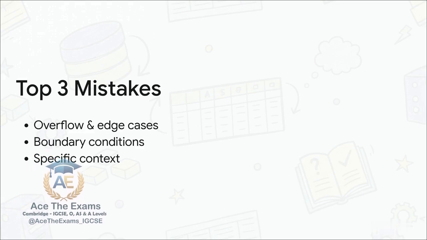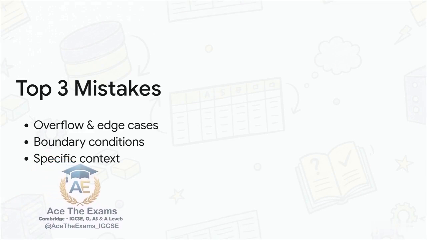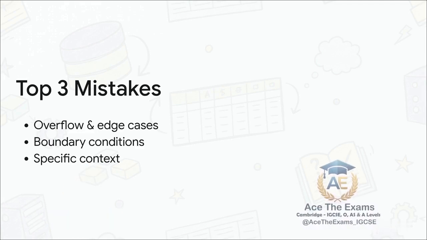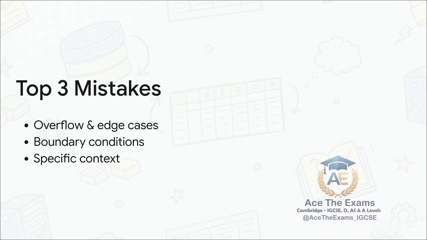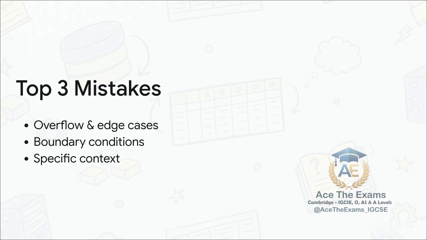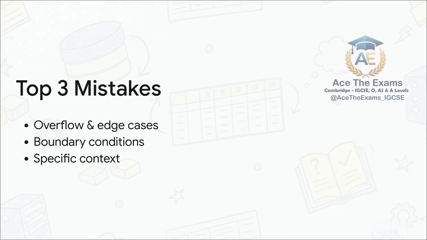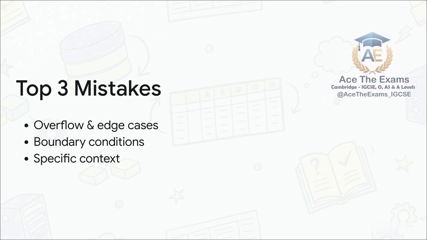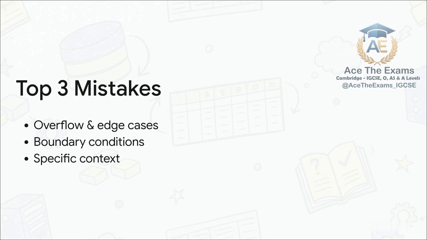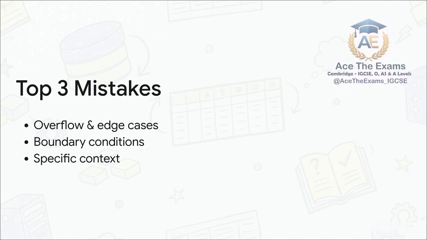Number 1, forgetting to check overflow and edge cases when defining your data types. Number 2, forgetting to check boundary conditions. And number 3, this is the big one, giving answers that are not specific to the given context. If a question is specifically asking you about a hospital patient database, giving a generic textbook answer about a library system is going to lose you method marks. Choosing an integer for a field that will very clearly encounter decimal edge cases in the real world is a classic trap. You have to learn to spot these flaws before the examiner does.